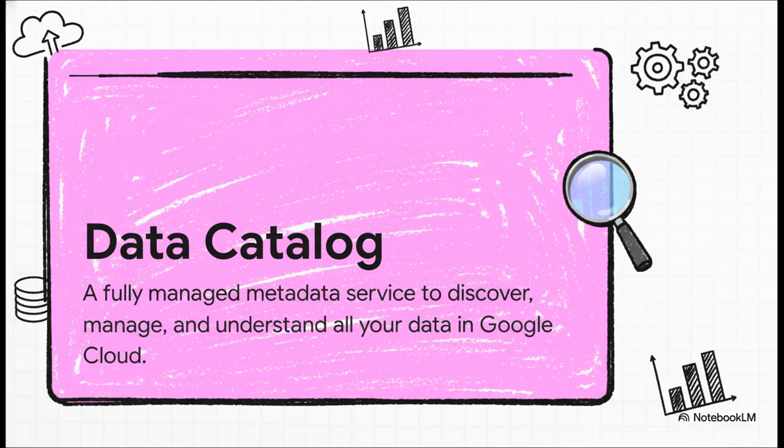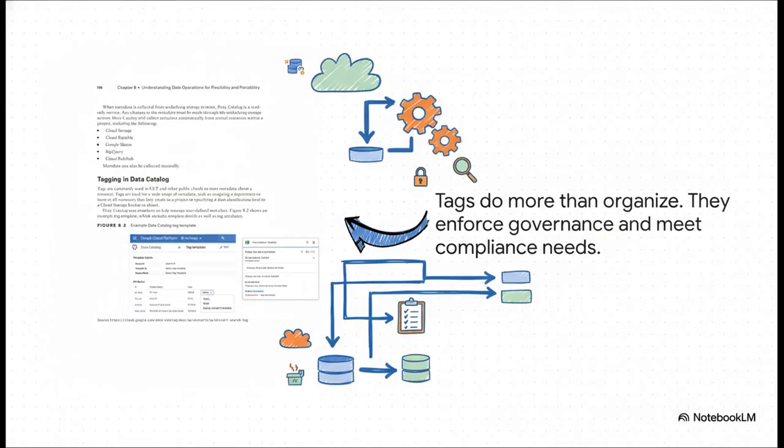Now, here's where it gets really crucial for building a compliant pipeline. With Data Catalog, you can add tags to classify your data. So you can tag a column as containing PII, that's personally identifiable information, like a name or an email address. And these tags aren't just labels. They can be used to drive actual security policies, making sure that sensitive data is automatically protected and helping you meet those big regulatory requirements like GDPR or CCPA.